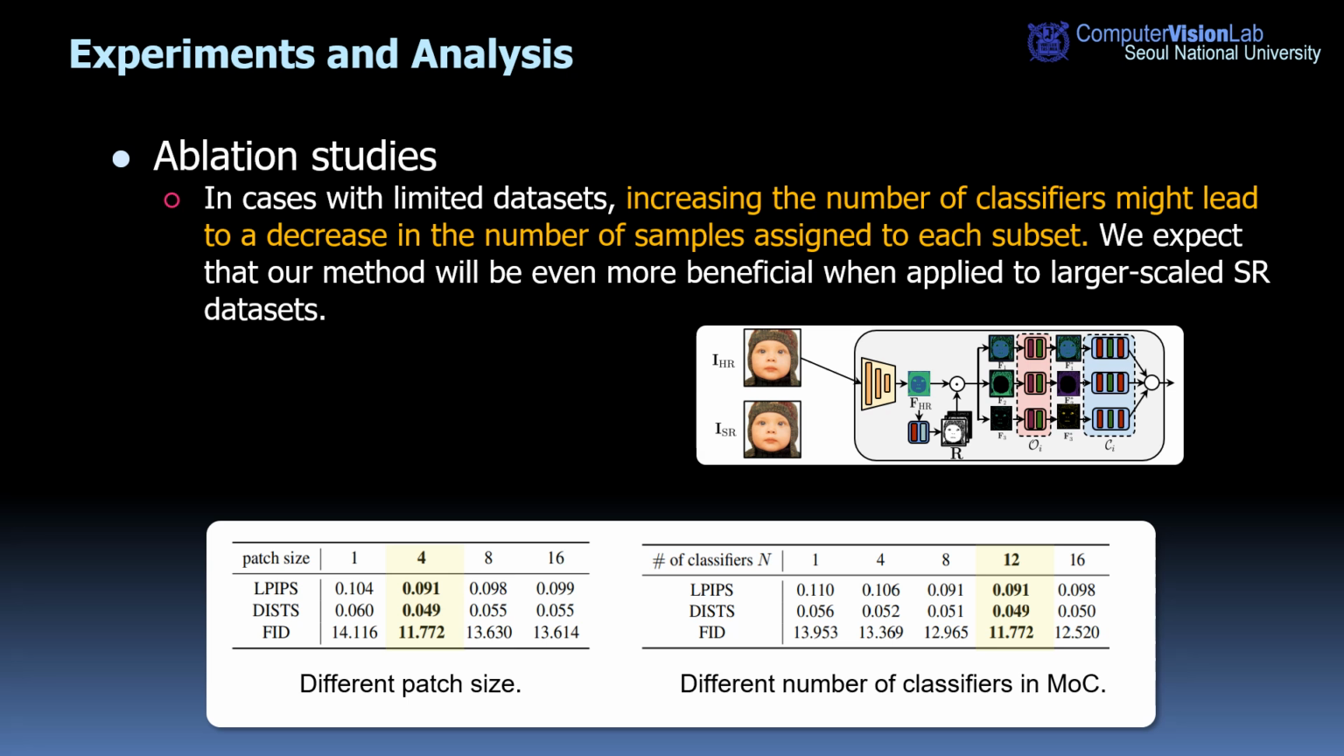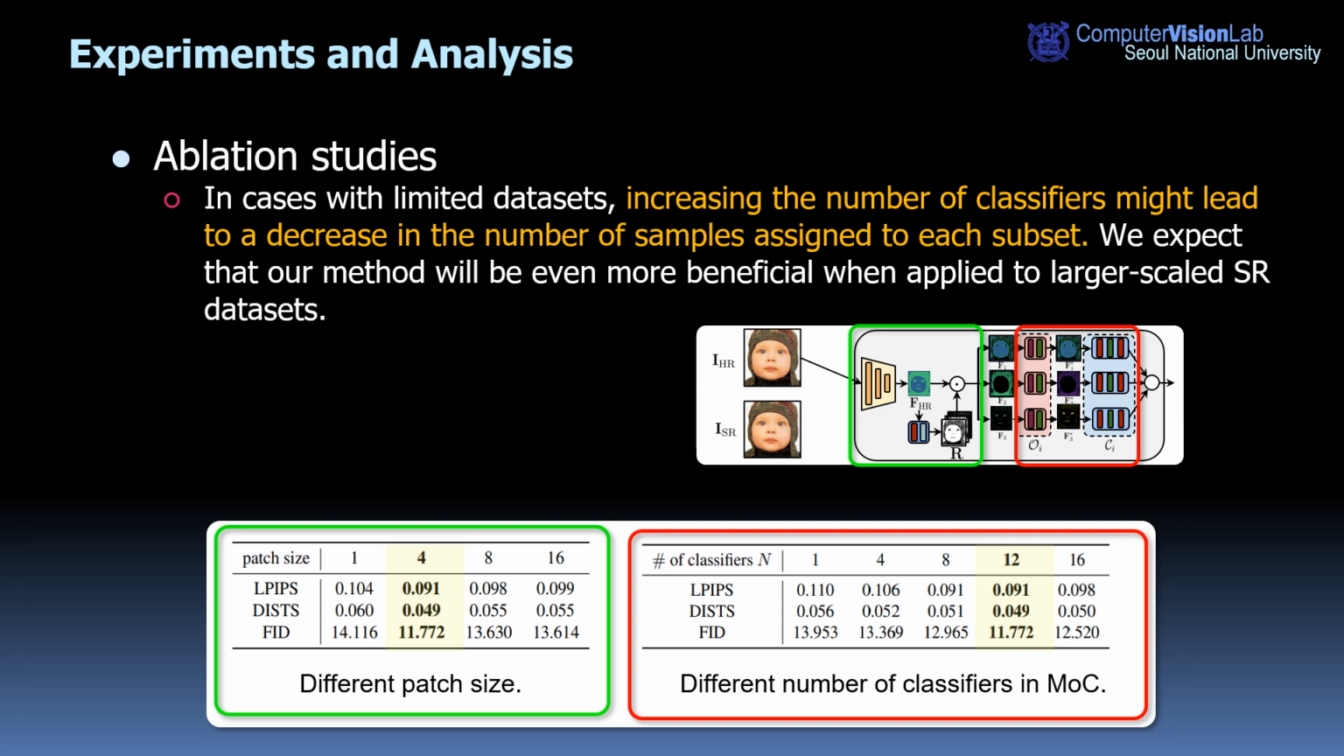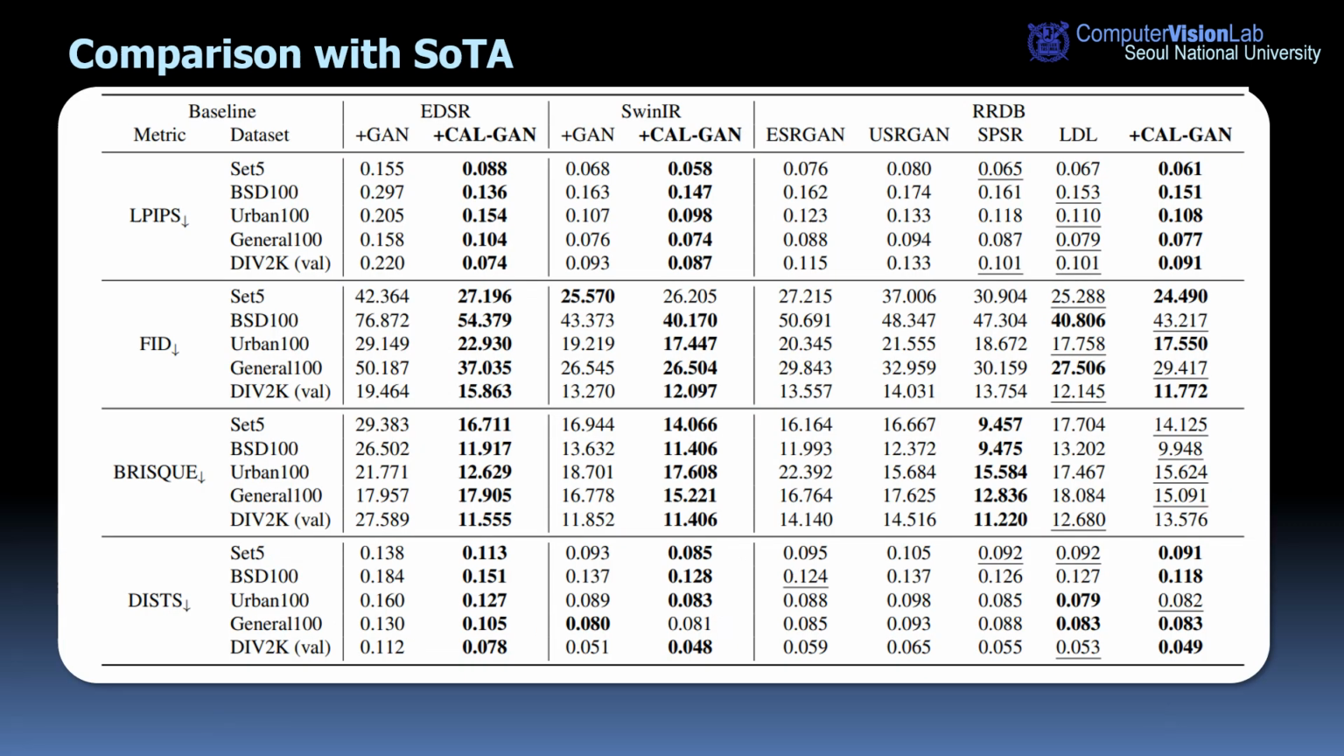In the left table, we find that patch size 4 works best for SR performance. Smaller and larger patch sizes result in poor performance due to classification challenges. Regarding the different classifier numbers, where n is 1, as in standard GAN, performs the worst. The best results are at n is 12, having the lowest FID score.